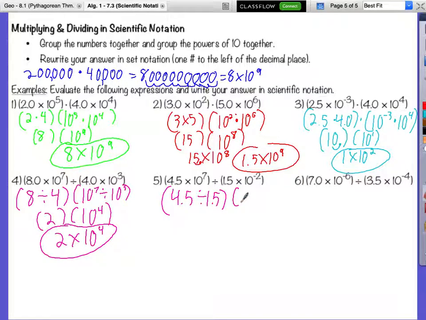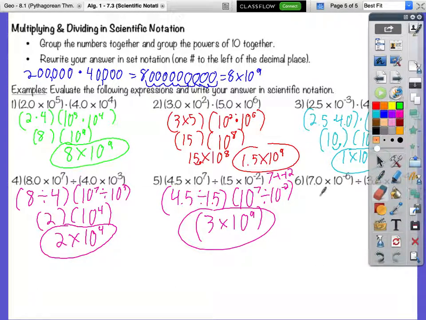In the second parenthesis, what do we put? 10 to the 7th. Guys, focus up. We only got a couple minutes. Let's keep going. Divided by 10 to the negative second. 4.5 divided by 1.5. How many times does 1.5 go into 4.5? 3. Here, when we divide, we subtract. Write it out if you need, okay? Don't do mental math and make a mistake. 7 minus negative 2 means you add. So it's times 10 to the 9th. And we're done.